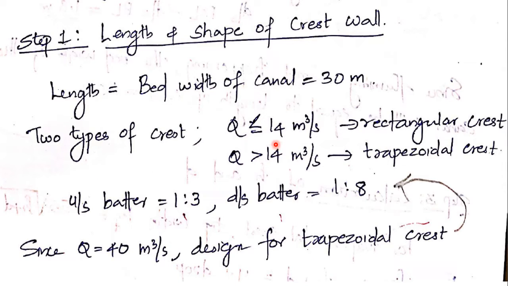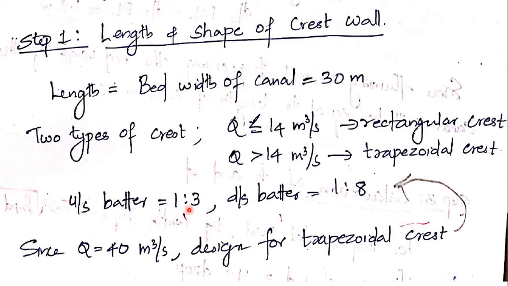Step 1, here we are going to find out the length and shape of the crest wall. As we have said earlier, the shape of the crest wall can be rectangular if the discharge is less than 14 meter cube per second, and if the discharge is greater than 14 meter cube per second, we are going to select a trapezoidal crest wall, and the length of the crest wall will be equal to the bed width of the canal, as we have said earlier. Here fluming is not done, that is, the width of the canal is not decreased to accommodate the fall. Hence, length of the crest wall will be equal to the bed width of the canal, that is given as 30 meters.